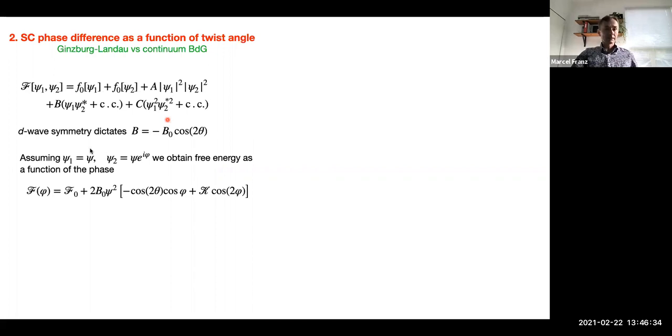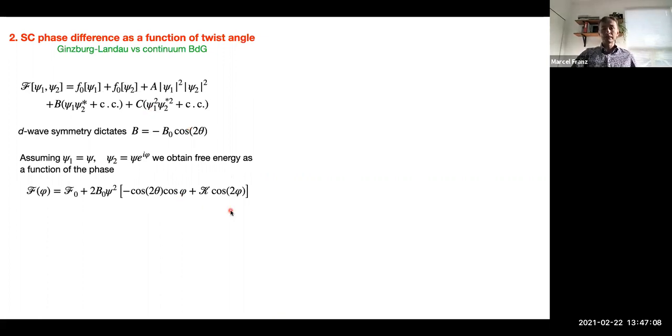And the only assumption that I'm making is that since the two layers are otherwise identical, the amplitude of the two order parameters has to be the same, this psi, which I take to be real, but there can be a relative phase between them. Now I plug this ansatz into the free energy and isolate terms that depend on this relative phase phi. And this comes from the last two terms, this B and C. And so this is the interesting part.